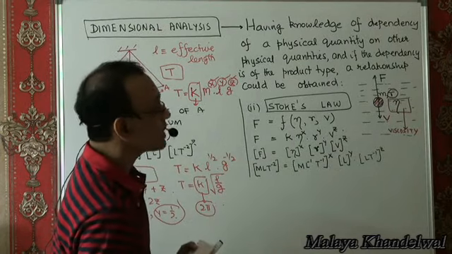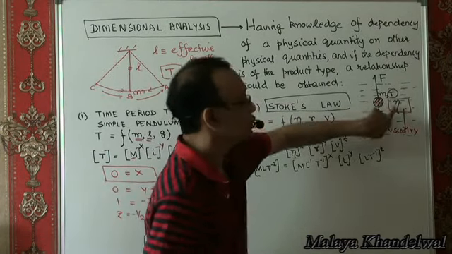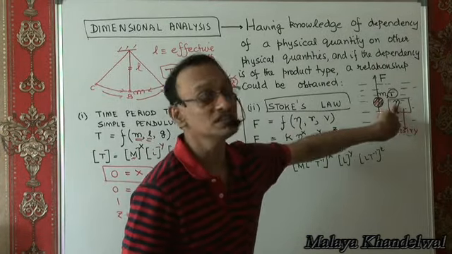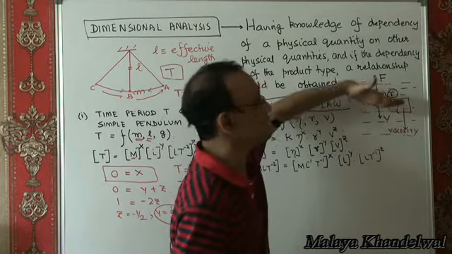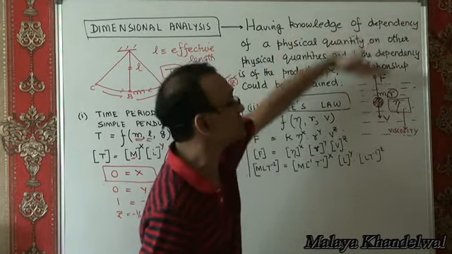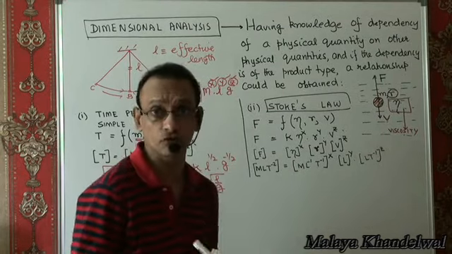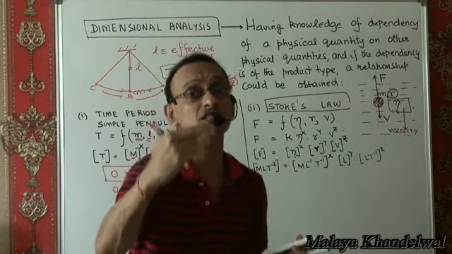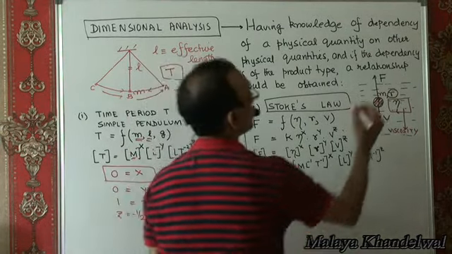Now, when this mass moves with a velocity v through a fluid of viscosity eta, the fluid exerts on it a viscous force F. F is the viscous force exerted by this fluid on this mass, which is a force of resistance.